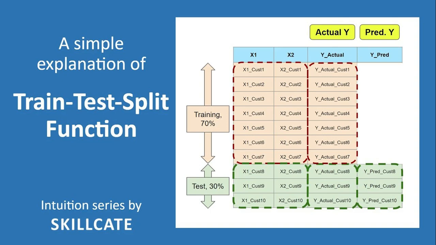Okay, testing set. We have X1,8, X1,9, X1,10, X2,8, X2,9, X2,10. Y actual 8, Y actual 9, Y actual 10. Then Y predicted 8, Y predicted 9, Y predicted 10.